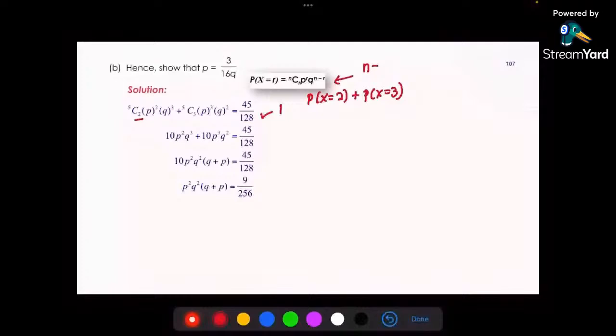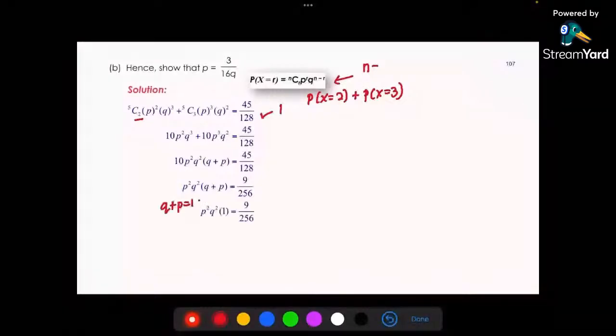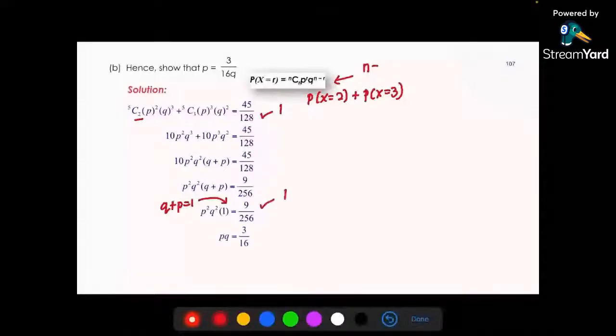Next dekat sini, okay, when you use this one, penggunaan ni jadi satu. Q plus P is equals to 1 dekat sini, right? So you akan dapat satu lagi markah. And then simplify it until you get the final answer whereby, okay, proven. This is another one mark. Okay, P is equals to 3 over 16 over Q. Okay, shown, it is shown. So we go to the next one.